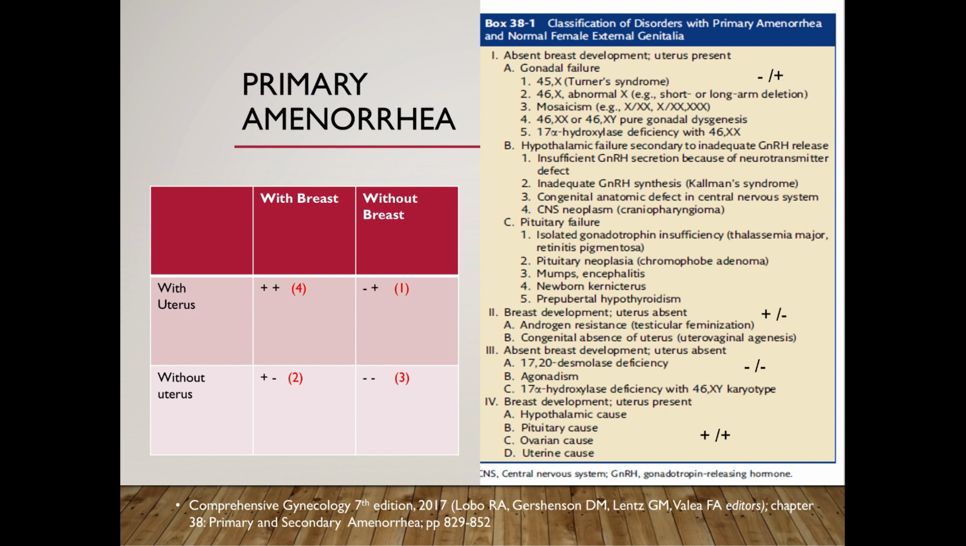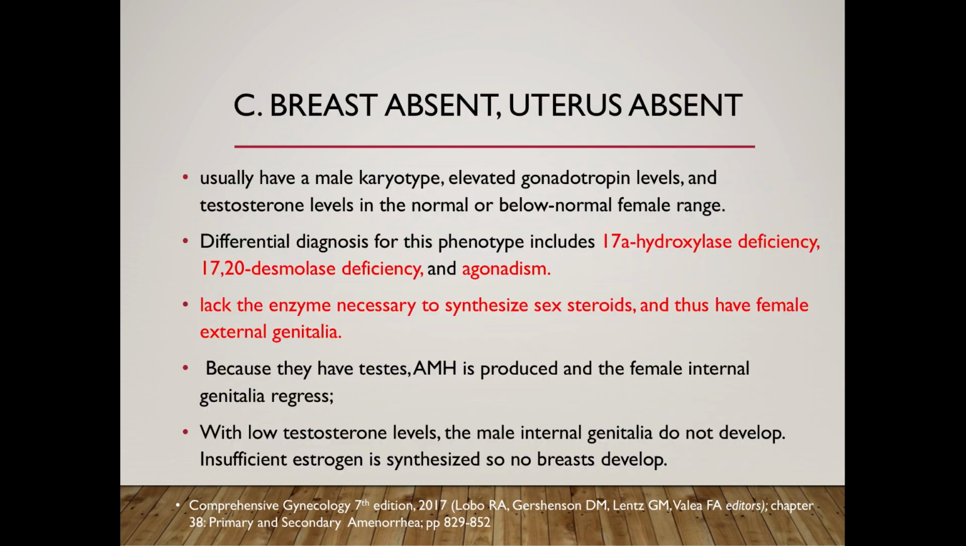Now, the next classification would be patients with amenorrhea presenting with no breast and no uterus. Usually, these patients have a male karyotype, meaning they have a karyotype of XY, elevated gonadotropin levels, and testosterone levels in the normal or below normal female range. The differential diagnosis for this phenotype includes 17-alpha hydroxylase deficiency, 17,20 desmolase deficiency, and agonadism. They lack the enzyme, basically, that's necessary to synthesize sex steroids and thus have female external genitalia.